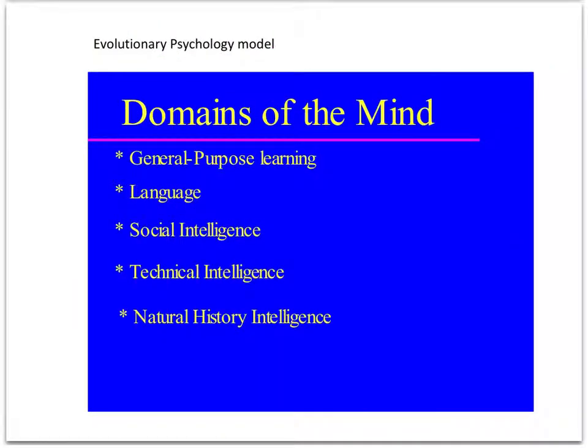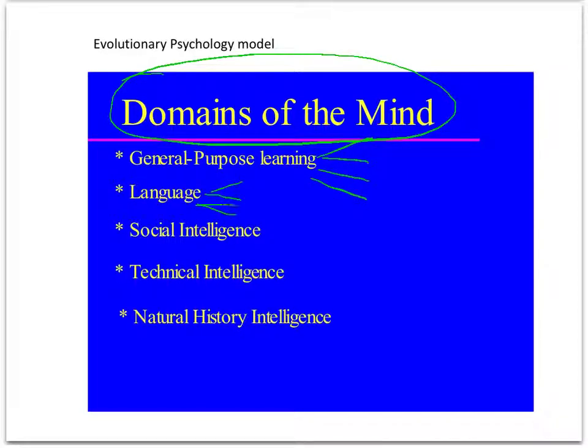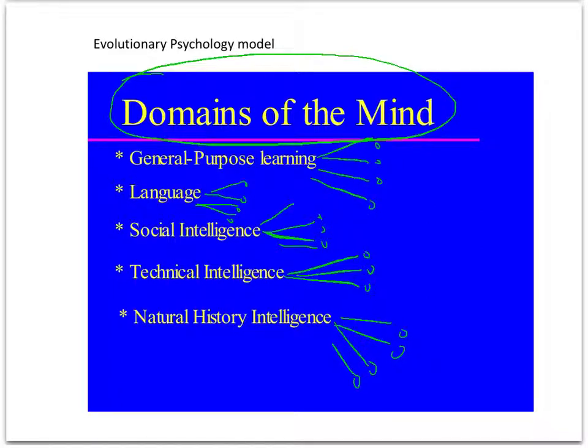Most of the modules, according to the evolutionary psychology (EP) model, fall under general categories that they consider domains of the mind. So we can take these specific modules and say they fall under general purpose learning, language, social intelligence, technical intelligence, or natural history intelligence. Each of these categories would include a number of specialized modules to solve these problems.